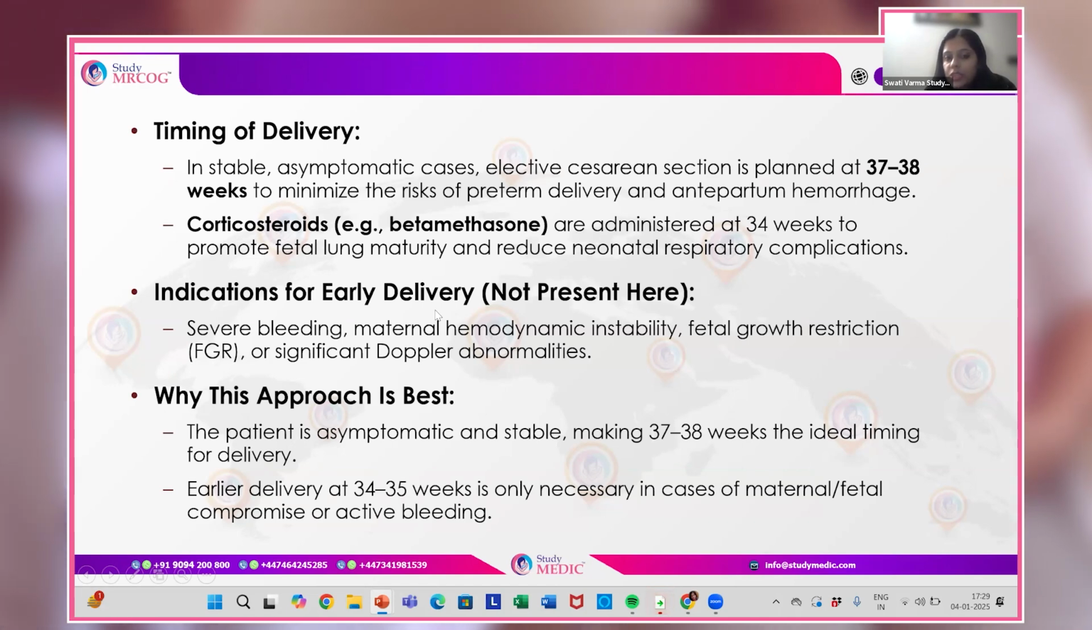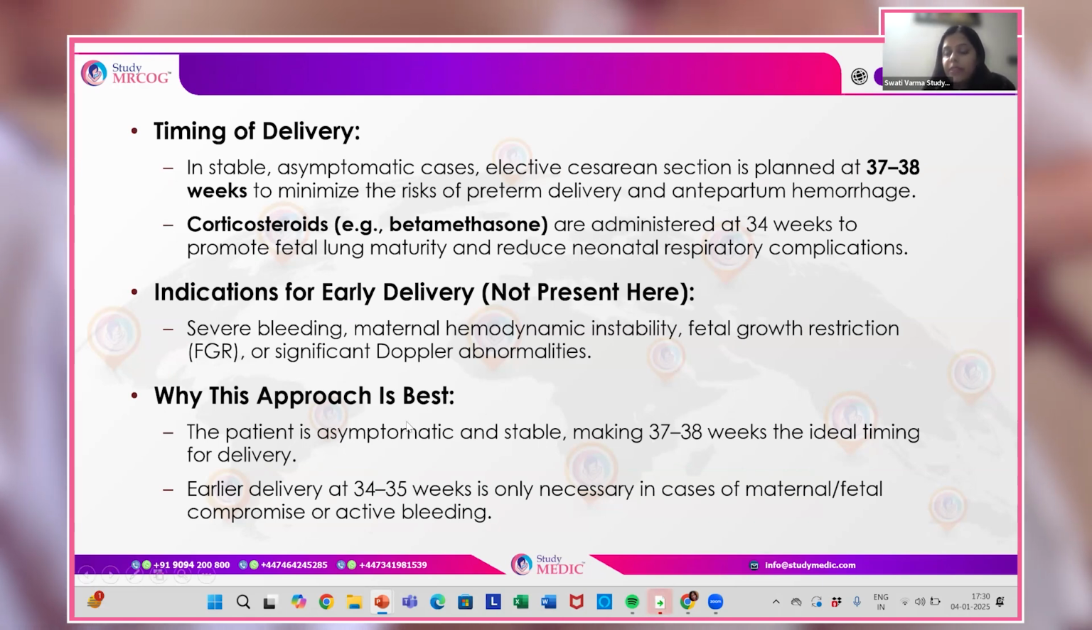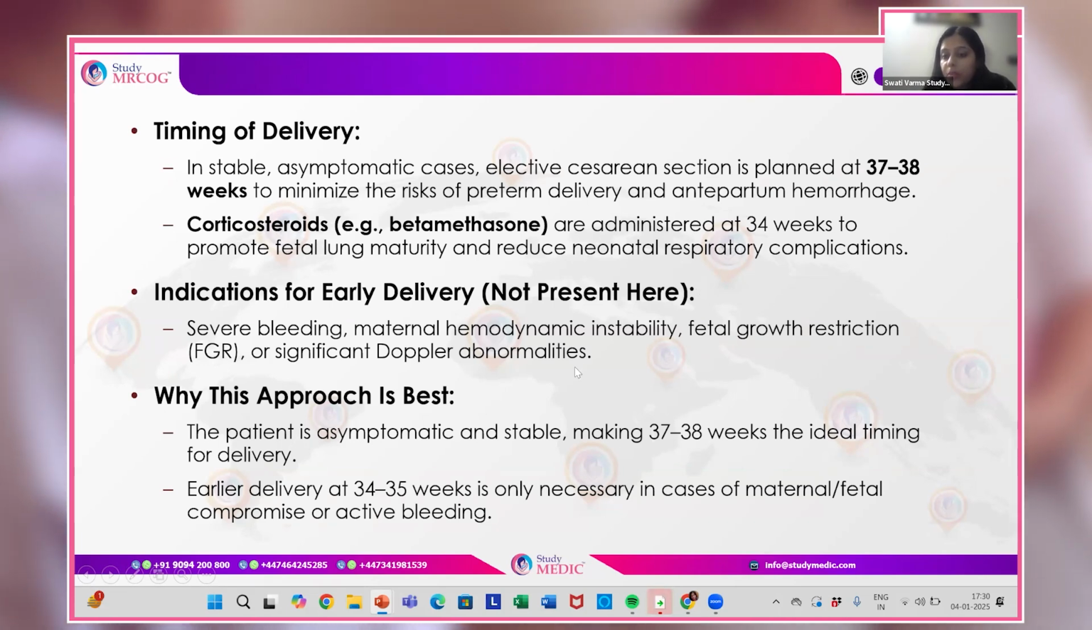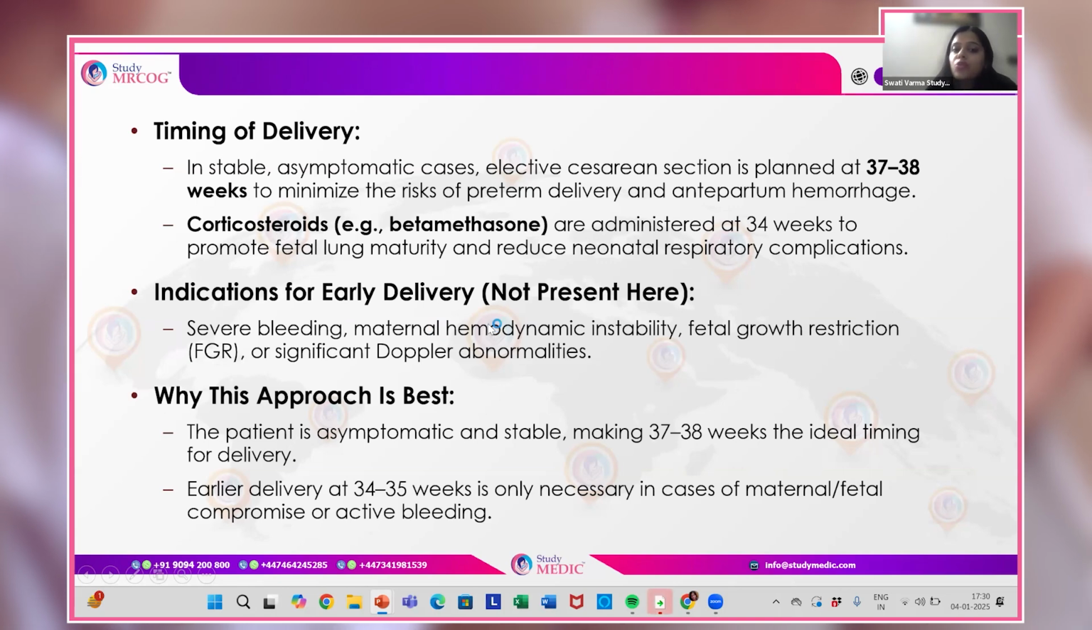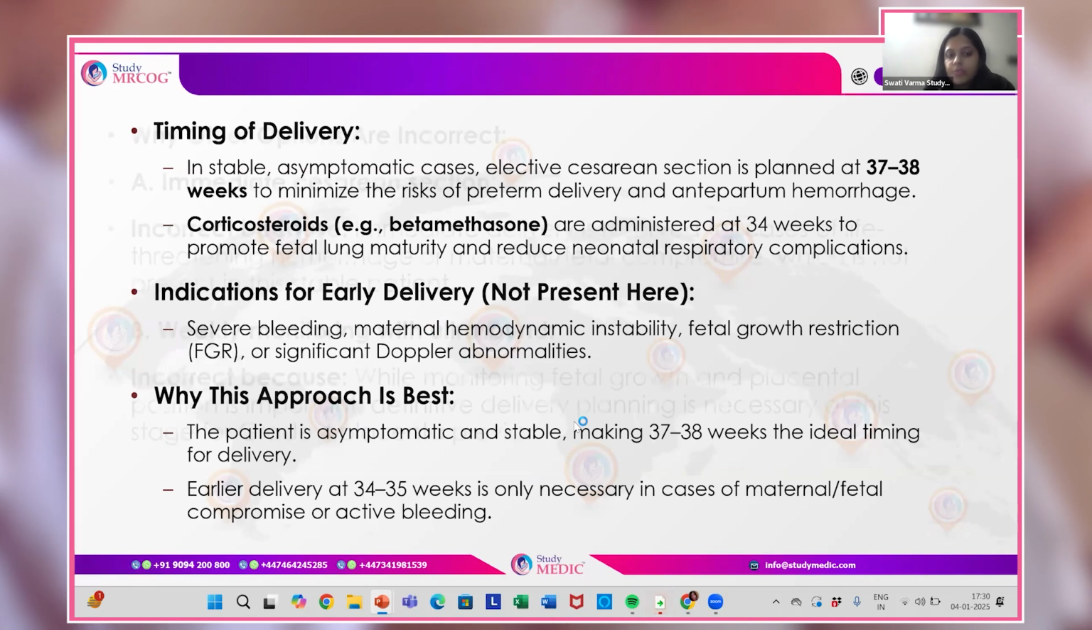Indications, there are no indications for early delivery. You should also be on the lookout for whether they have given anything suggestive of requirement of early delivery, like whether fetal growth restriction is there, or any significant Doppler abnormality is there, or any bleeding is there, hemodynamic instability, then of course you won't wait. But here we can wait after steroid coverage.